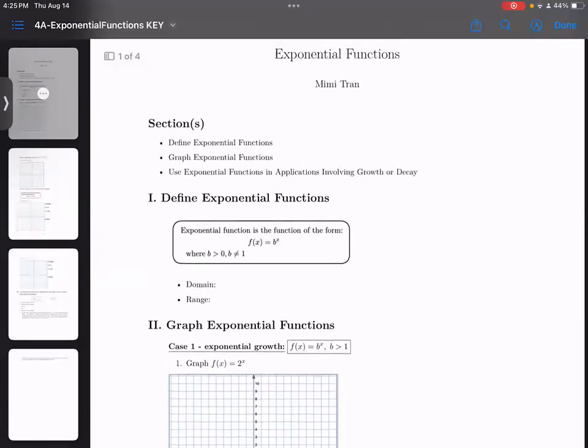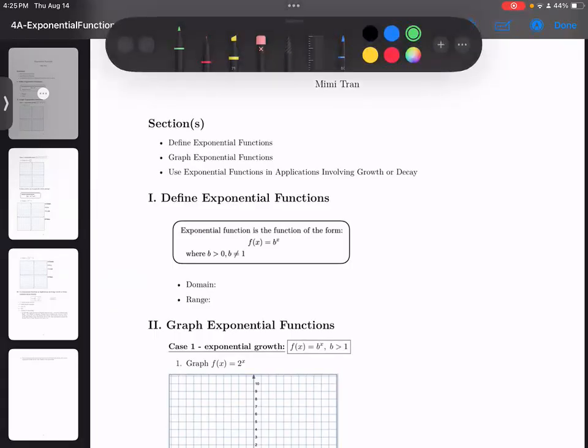Today's lecture is about exponential functions. Let's start with the definition of exponential function. An exponential function is a function where the variable is in the exponent. The general form looks like this. We have f of x or y equal b to the x, where b has to be greater than 0 and it cannot be 1.